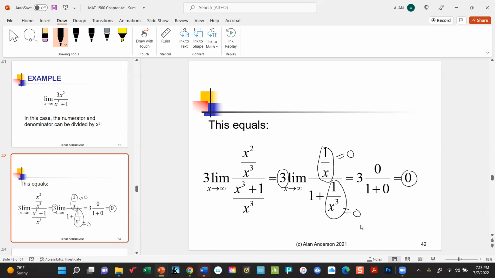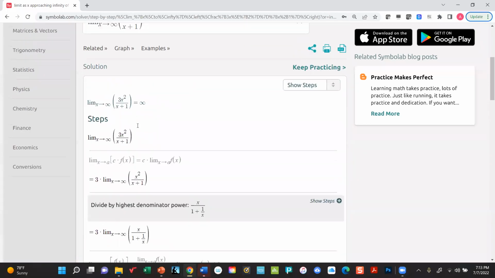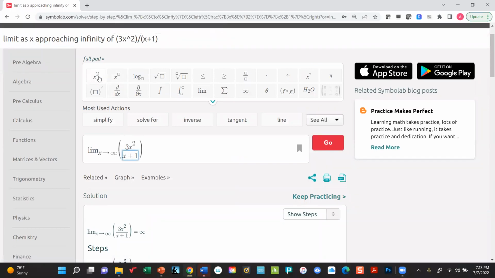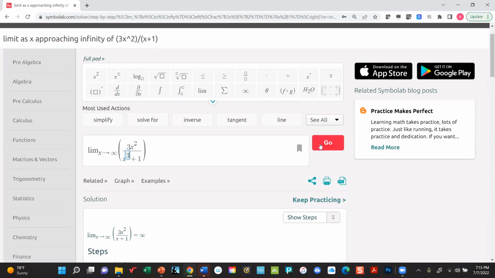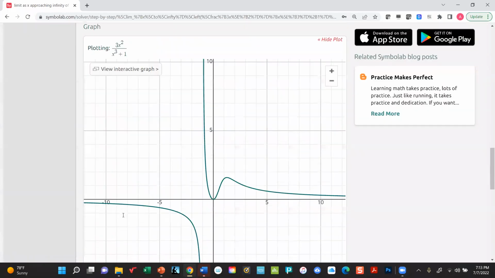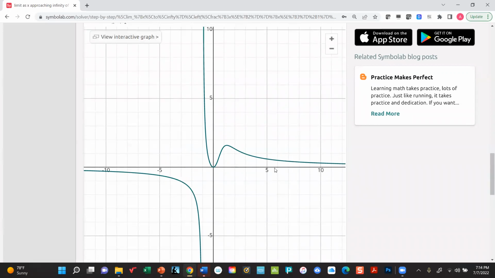All right, why don't we take a look at this one? I think it's a good idea. 3x squared over x cubed plus 1. Just to look at the graph. You can see from here, as we keep increasing x, it's getting closer and closer to the horizontal axis. So here, the limit is 0.